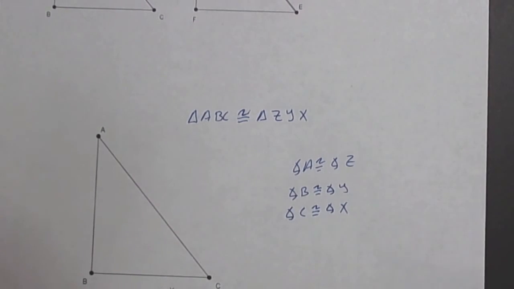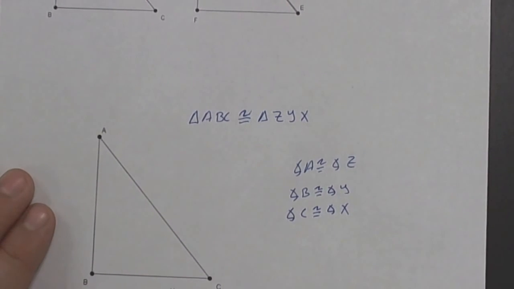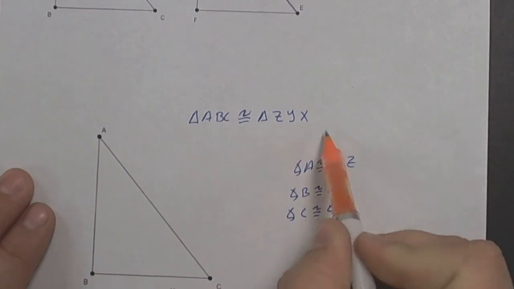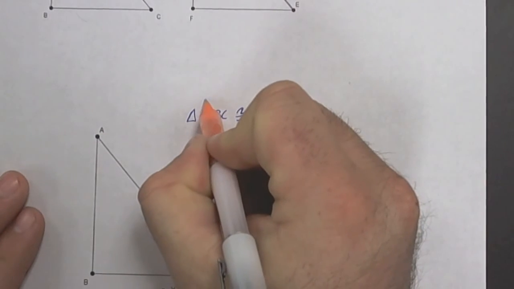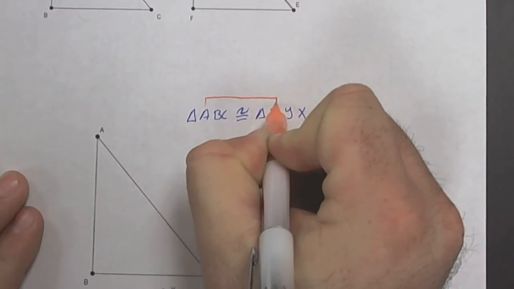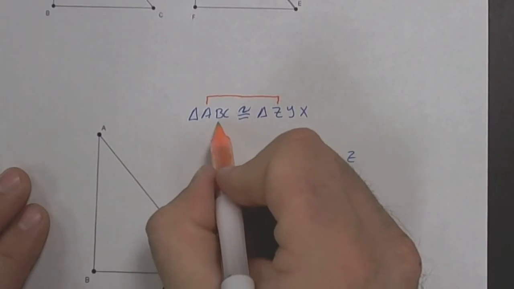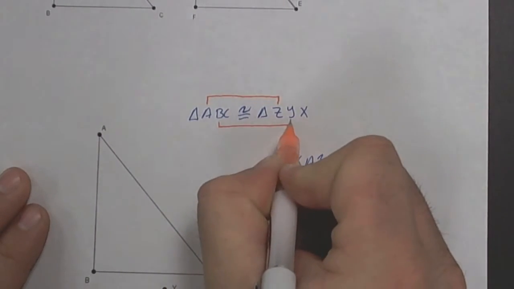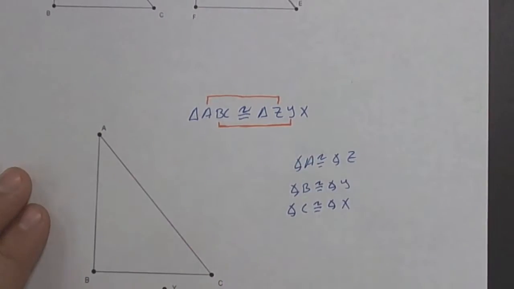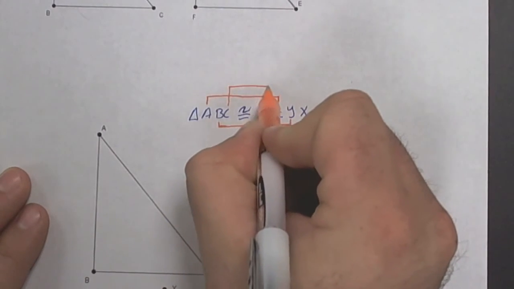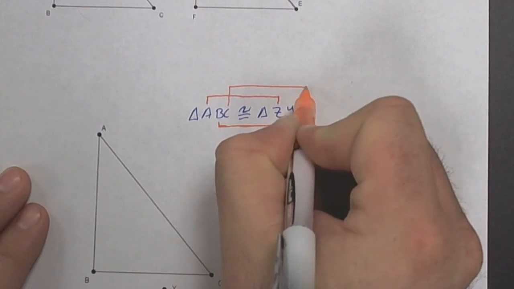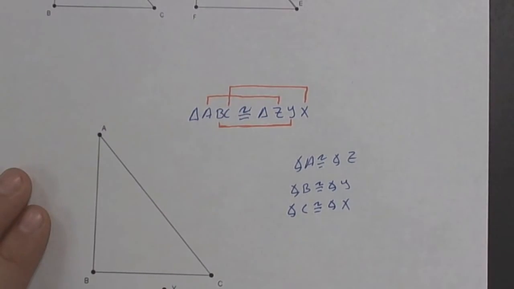What this tells me is that the order is important when it comes to writing this, because telling me that this triangle is congruent to this triangle also tells me that this piece corresponds to and is congruent with this piece. This piece corresponds to and is congruent with this piece. And this piece corresponds to and is congruent to that piece.